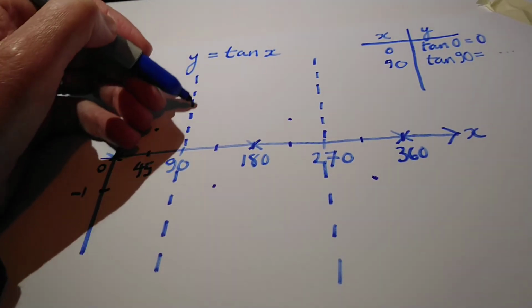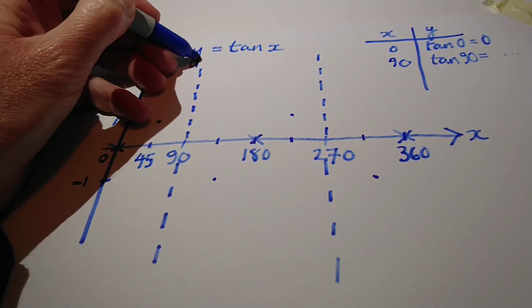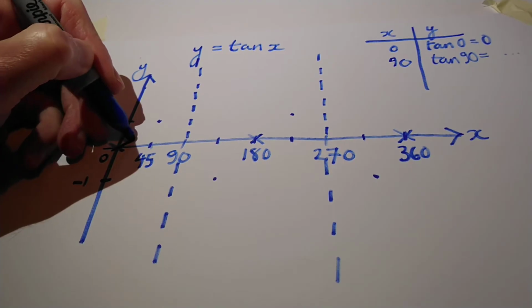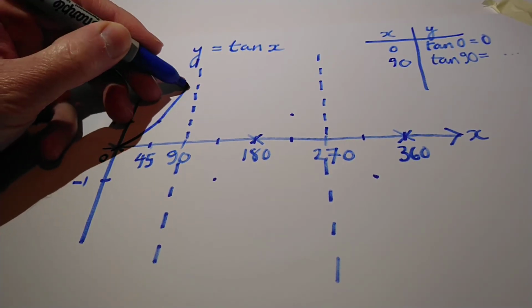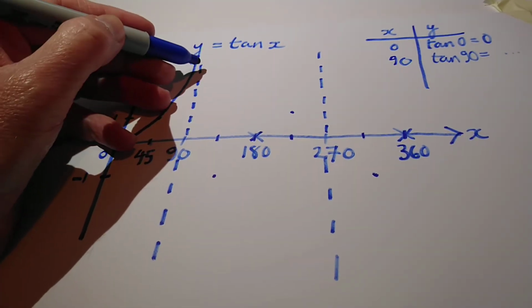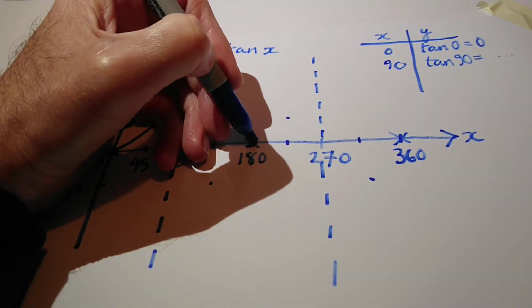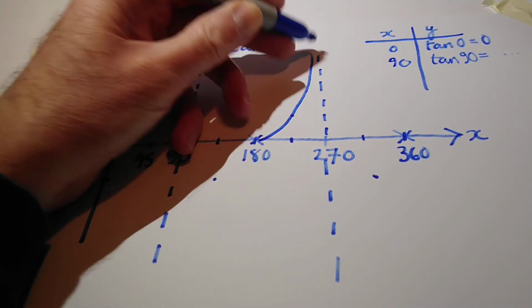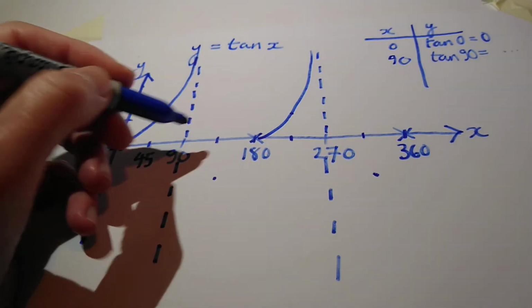So what you'll find is the curve will go off the graph very, very steeply. So you'll get a line which does something like this. It's getting steeper and steeper and steeper, but it can never touch this asymptote. You'll see a similar pattern if you do the tan of 269 degrees.